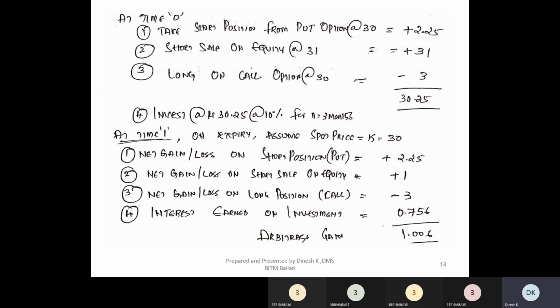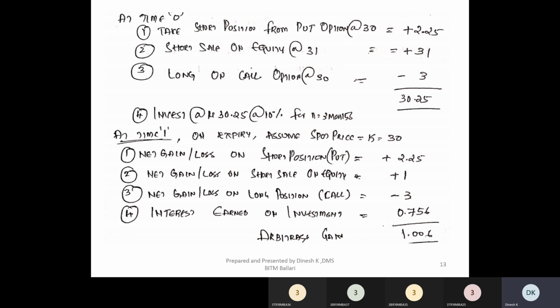Even if he executes, it will not make any difference for a put buyer, nor for a seller, because the strike price and the spot price are the same. Hence, the put seller has already received 2.25. Whether the put buyer executes or withdraws doesn't make any difference. So 2.25 is the same gain.